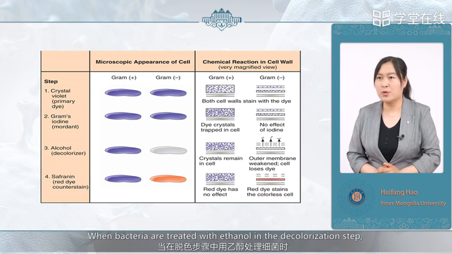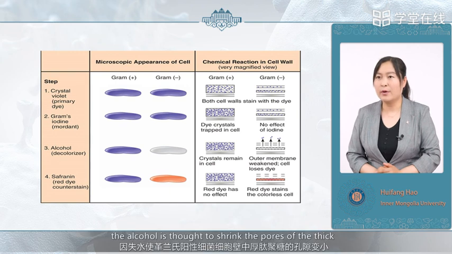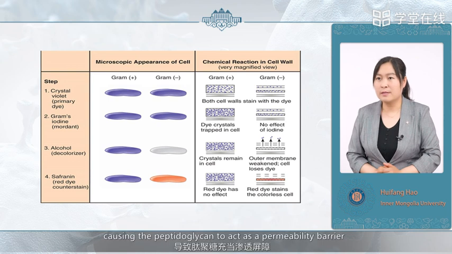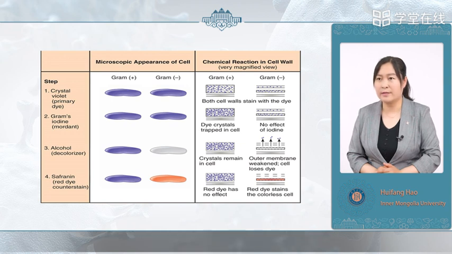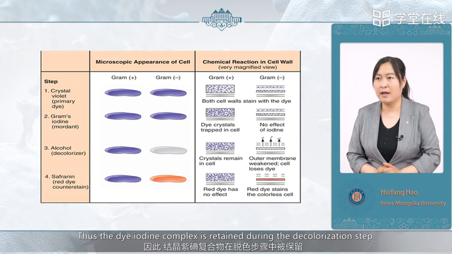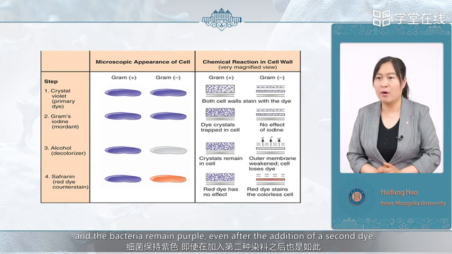When bacteria are treated with ethanol in the decolorization step, the alcohol is thought to shrink the pores of the thick peptidoglycan found in cells of typical gram-positive bacteria, causing the peptidoglycan to act as a permeability barrier that prevents loss of crystal violet. Thus, the dye-iodine complex is retained during the decolorization step, and the bacteria remain purple even after the addition of a second dye.